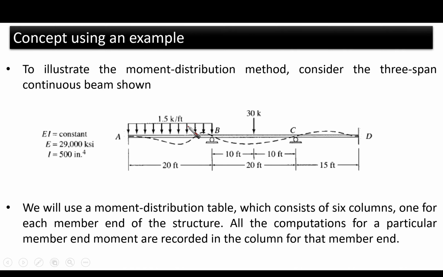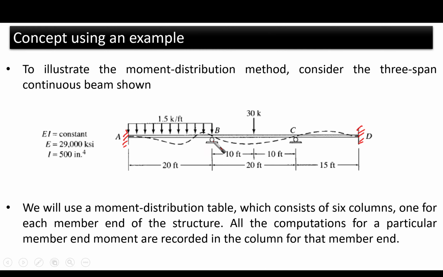And this example, as you can see, is a 3-span beam. It is fixed at point A and point D, and at point B and C there is a roller under them. So this means that points B and C are free to rotate. However, points A and D are not.